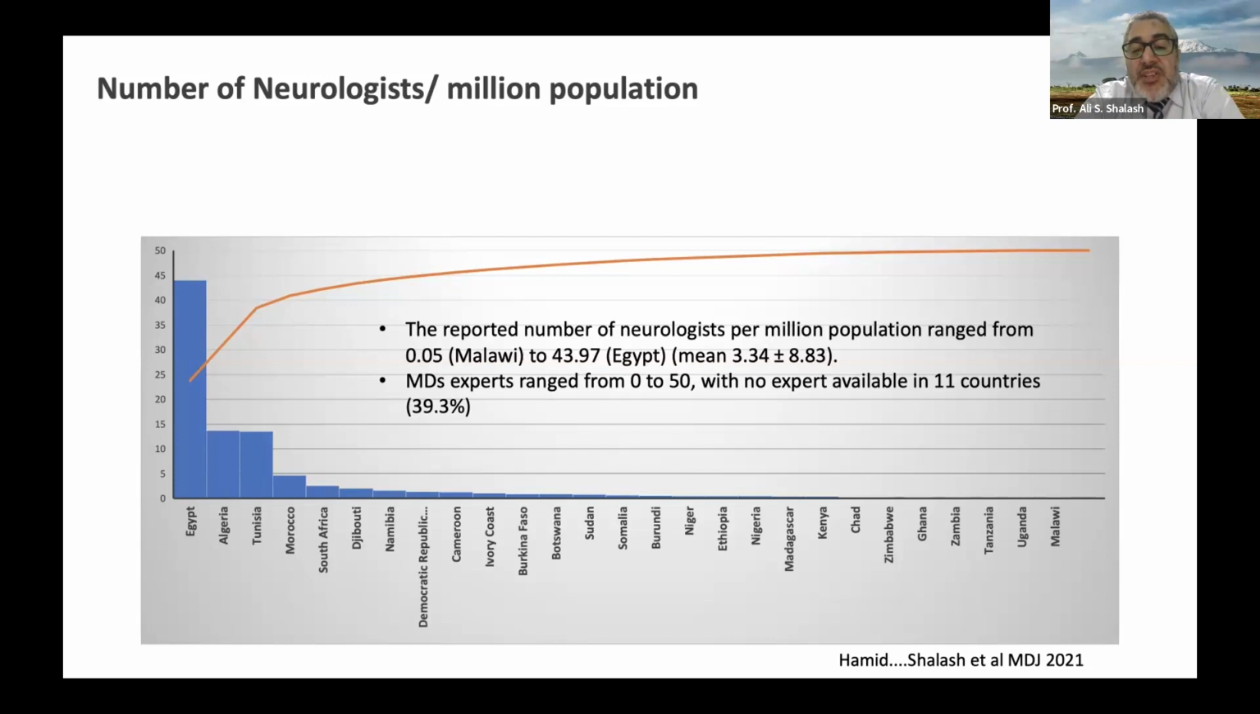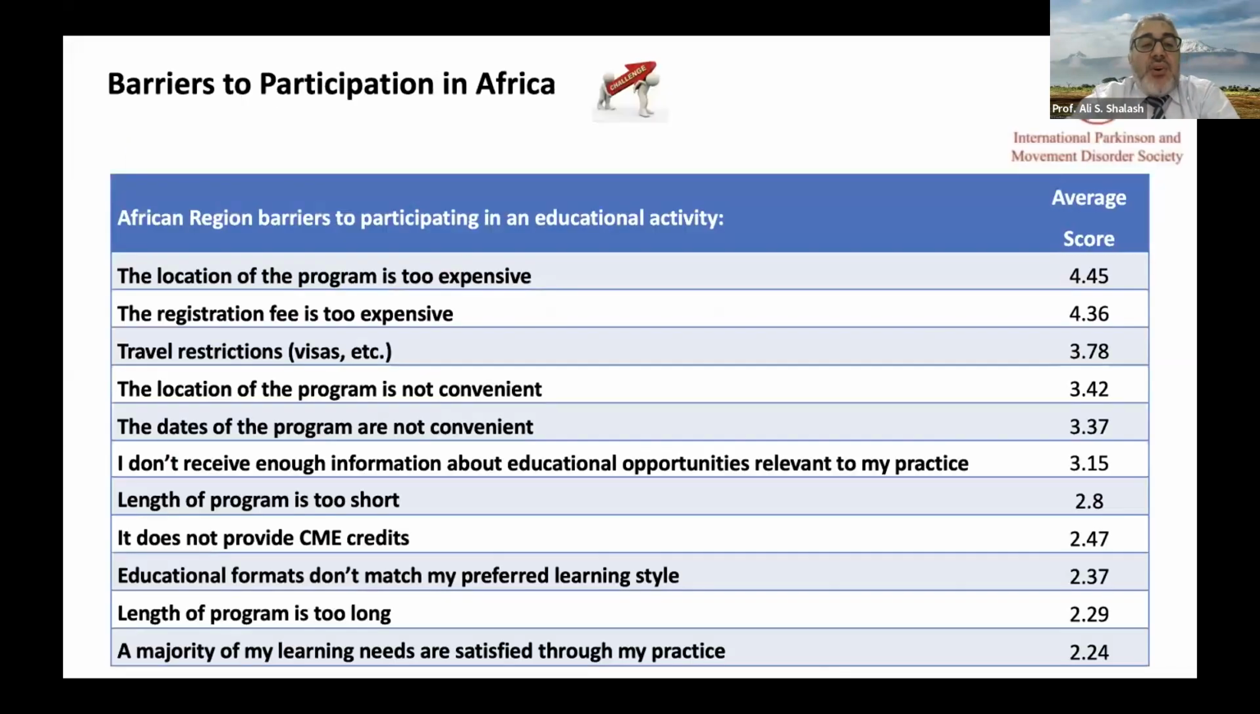We have variations, and in many African countries we have less than 5 neurologists, and in some countries 1 or 2. So this is a big challenge. We try to be specialized, but I think we all agree that we have to cover all the neurological aspects and fields in our countries. So I also start with this MDS survey about challenges for education in Africa.